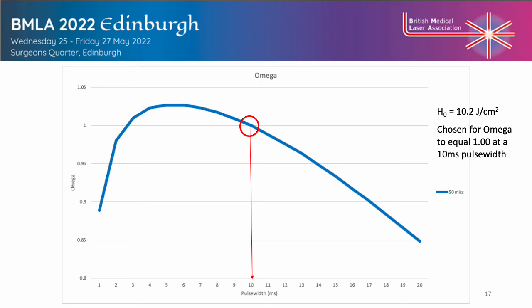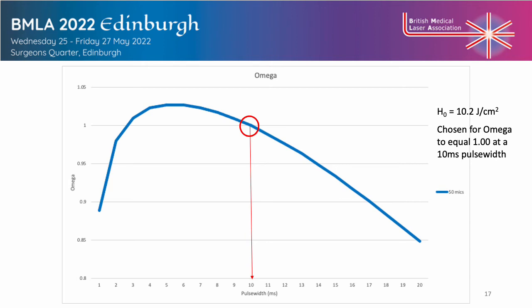I chose a pulse width of 10 milliseconds, which is fairly commonly used out there. And this basically determined that a fluence of 10.2 joules per square centimetre was required to ensure that we achieved irreversible denaturation, in other words, an omega of 1. So that's my arbitrary starting point. I have to start somewhere.